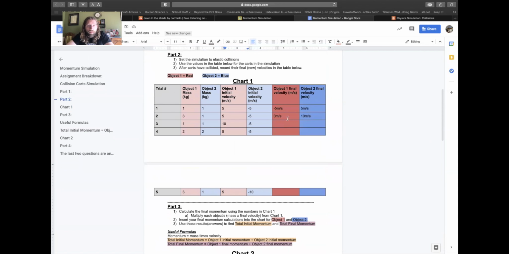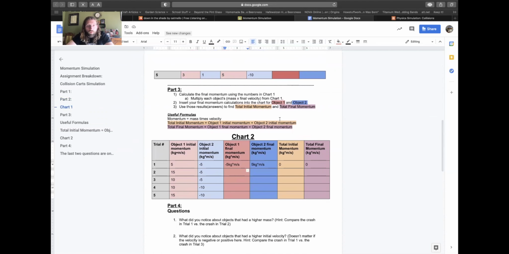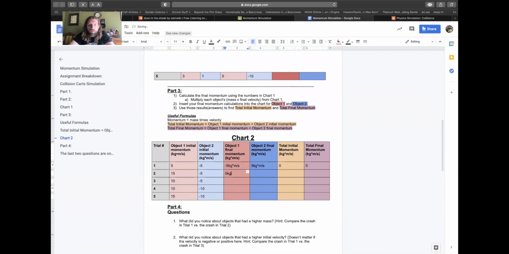So my final momentum for object number 1, this guy right here, I would fill that in right here. And how do I do that? I take my final velocity, so it was 0. I stopped moving, if you remember. And I multiply that by my mass, which was 3. Well, 3 times 0 is 0. So I would have 0 kilogram meters per second. Okay, that would be my final momentum for that one.